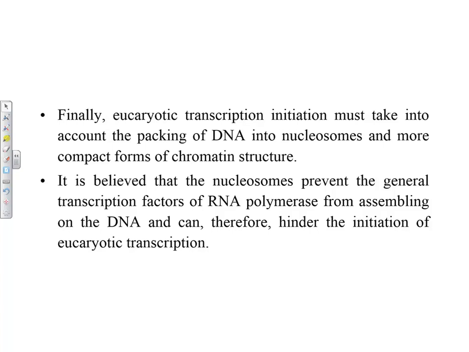Now finally, eukaryotic transcription also must take into account the packing of DNA into nucleosomes, right, which is what we discussed at the beginning of this class, and more compact forms of chromatin structure. Because of this compact packing, if the DNA is in the nucleosome, the transcription factors cannot assemble. There's not enough room, right? So the start of transcription will have to be from some place other than a nucleosome. It may have to be opened up, right? But then once the transcription has started, those factors are gone, and RNA polymerase can still keep on transcribing. So it is believed that the nucleosomes prevent the general transcription factors and RNA polymerase from assembling on the DNA and can therefore hinder the initiation of eukaryotic transcription.